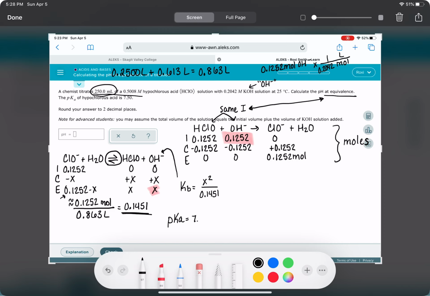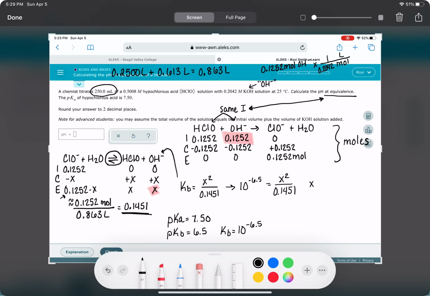We have a pKa. It is 7. I think that says 7.5. 7.5. So that means our pKb is 14 minus 7.5, which is 6.5. And our Kb is 10 to the negative pKb, 10 to the negative 6.5. So 10 to the negative 6.5 is equal to x squared over 0.1451. 10 to the negative 6.5 times 0.1451. Take the square root.